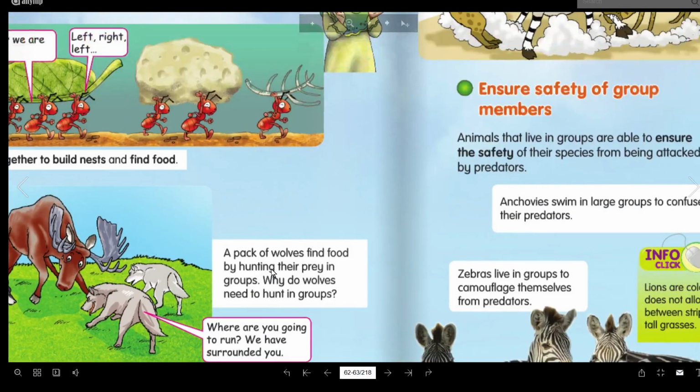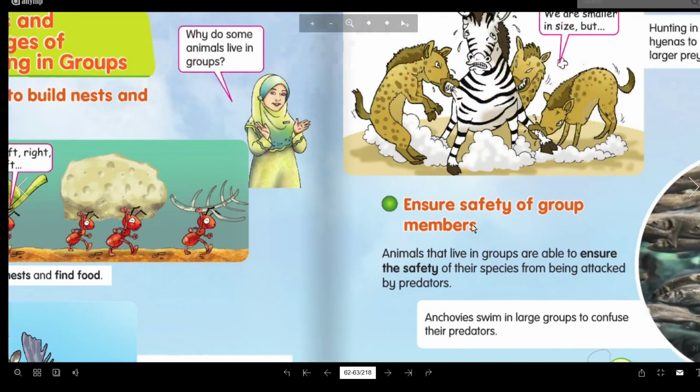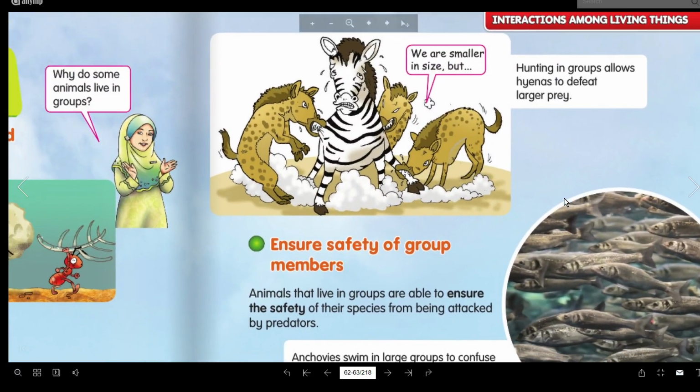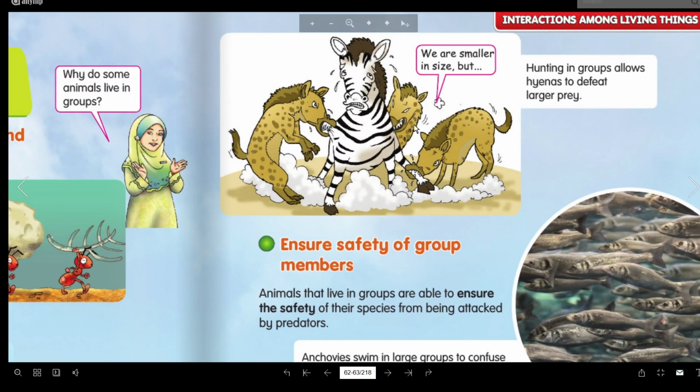Are you getting it? Great. Here you can see hunting in a group allows hyenas to defeat their larger prey, right? Hyenas are smaller in size, but since they are in a group, they can surround their prey and easily catch their prey, right? So this is why some animals live in groups.